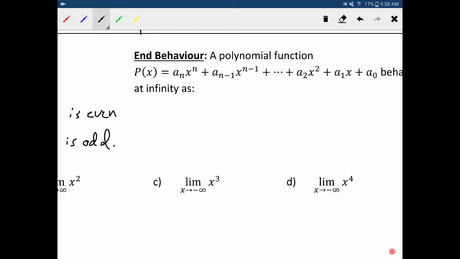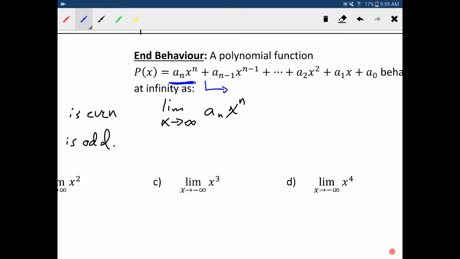Now if we have a more complicated one, a polynomial function behaves at infinity as follows. If we've got a big long polynomial like this, the idea is we can actually just ignore most of it. We can kind of cheat here. We can just say it will do the same thing as the limit as x approaches infinity of just a_n x to the n. The rest of it doesn't actually matter. All we really care about is this term right here when we're finding the end behavior.